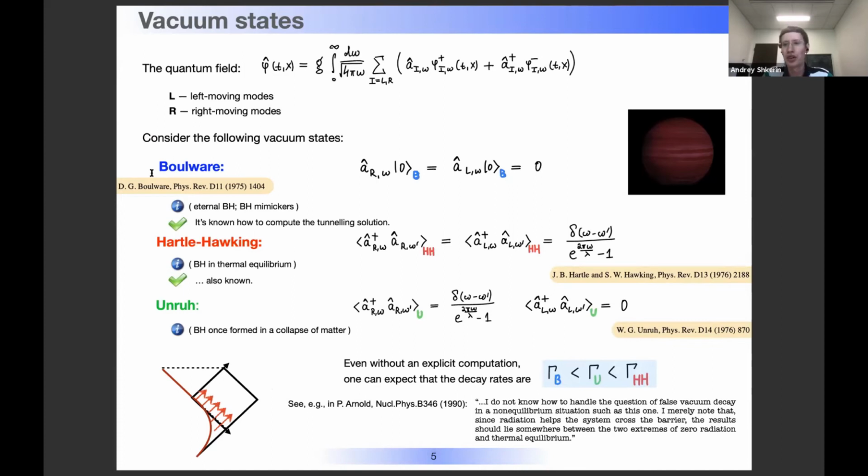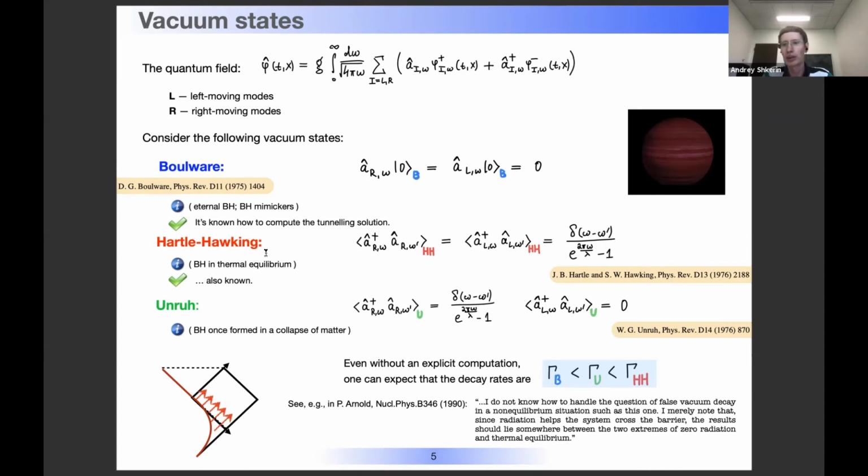So we consider 3 vacuum states. The Boulware vacuum is defined as a state which is empty both of left and right modes. So there is no outgoing radiation and there is no radiation going into the black hole. Physically, this corresponds to an eternal black hole in empty space or a black hole mimicker, a hypothetical horizonless object almost as compact as a black hole.